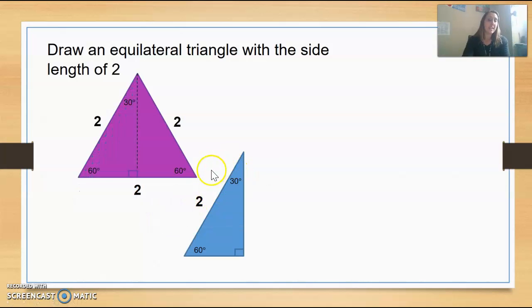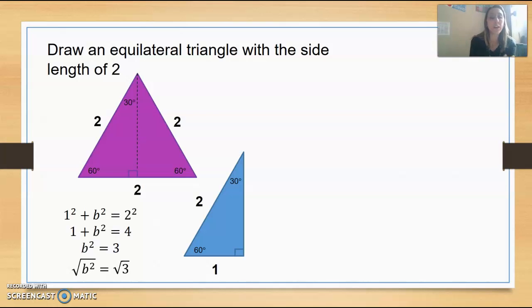So I said that we made this a side length of 2. We made that 30 degrees. Then what must be the length of this if I cut it right in half? Well, it's going to be 1. And if I make that a 1, how do I find the missing side length? Well, that's where I'm going to use the Pythagorean theorem.